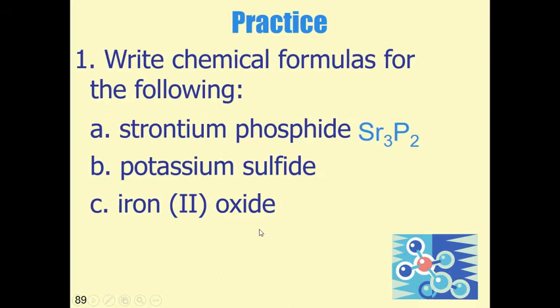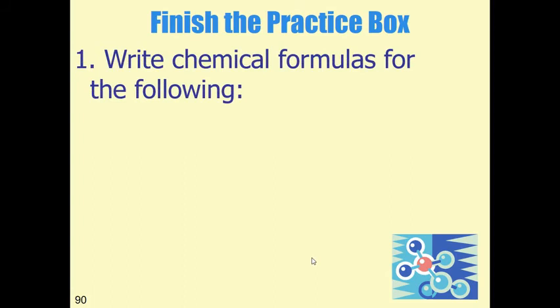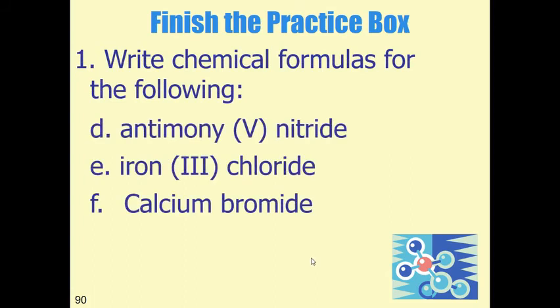Okay, welcome back. So you should have gotten, as you already know, Sr3P2. Strontium was a +2. Phosphorus was a 3-. So you get Sr3P2. Potassium sulfide is K2S. And iron 2 oxide is FeO. Okay, now let's try these three. I'm going to pause the video and then come back for the answers.